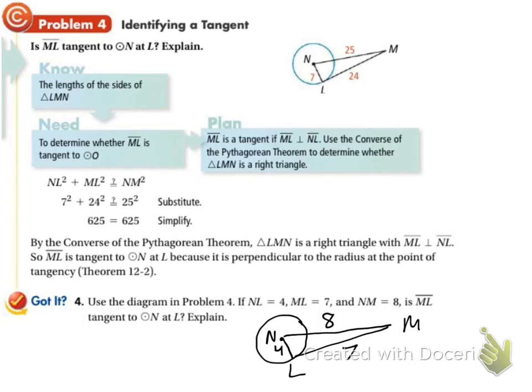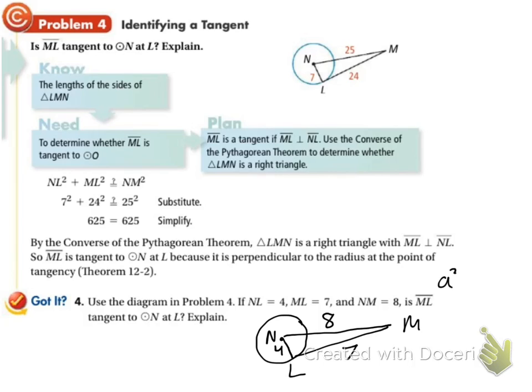Okay, so if LM were tangent to circle N at L, that would mean that these would form a right angle. Okay, so we're going to use Pythagorean Theorem and see if they're equal, because if they're equal, then it's a right triangle. Remember when we looked to see, is it a right triangle, is it obtuse, and is it acute?